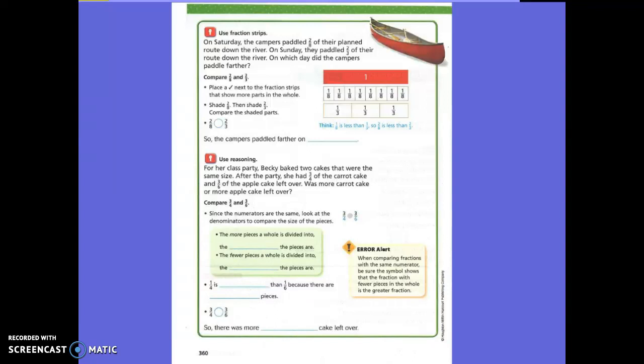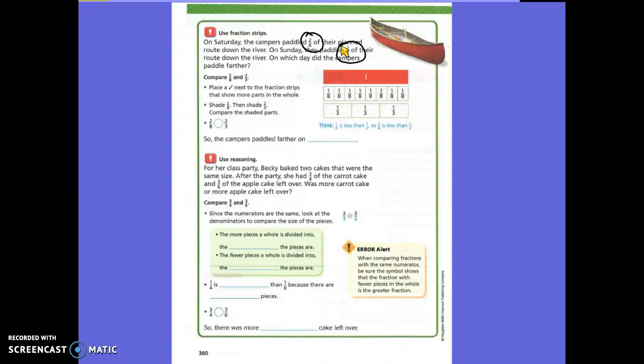Now, I want you to look really quickly at these two fractions. The same number is in the numerator. This is 2/8, this is 2/3. We're going to compare 2/8 and 2/3. Place a check mark next to the fraction strip that shows more parts of a whole. Which fraction strip shows more parts of the whole?